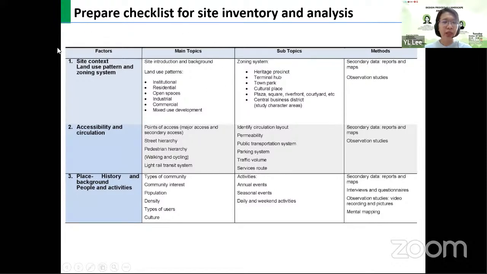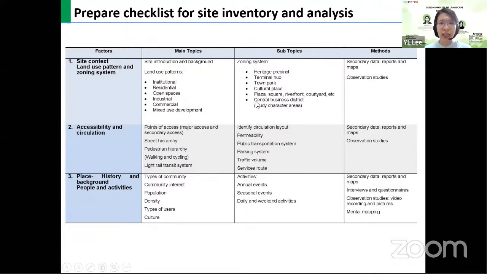Yeah, when they do urban projects. Okay, so basically, to begin an initial site inventory, the site context, land use, and zoning is, I think, a basic you must understand. So you can prepare this like a checklist: you can write the main topic, what you have to look at, in this column.